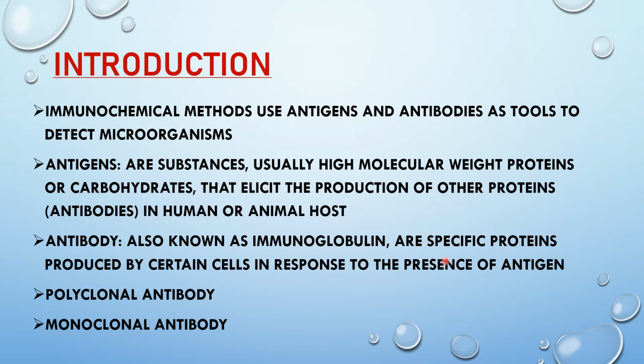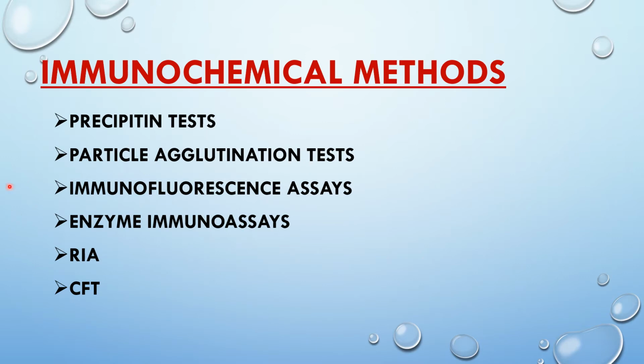Whenever any microorganism enters our body, the microorganism bears antigens over its surface. So our body will form antibodies against that microorganism, or towards the antigens of that particular microorganism. These antibodies may be of two types, polyclonal antibodies and monoclonal antibodies. Various immunochemical methods are precipitation test, particle agglutination test, immunofluorescence assay, enzyme immunoassay, radioimmunoassay, and complement fixation test.